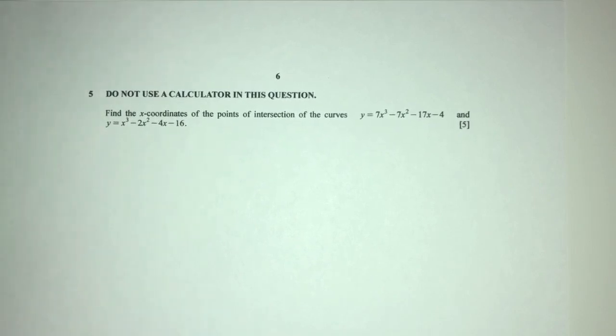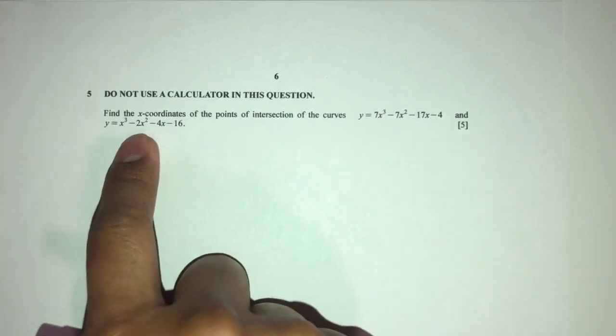Do not use a calculator. Obviously, we have to show all the steps of our work. So here we have to find the x value, x coordinates of the points of intersection of these two curves. Now these are cubic curves. So let's first try to simplify. If they meet, we can solve them. If they intersect, we can solve them simultaneously.